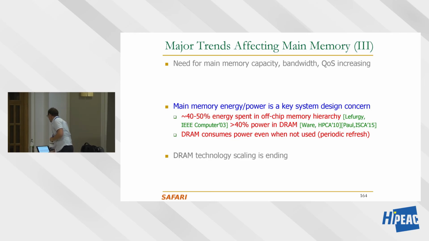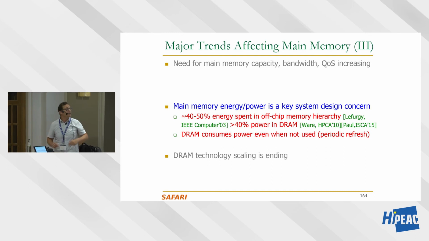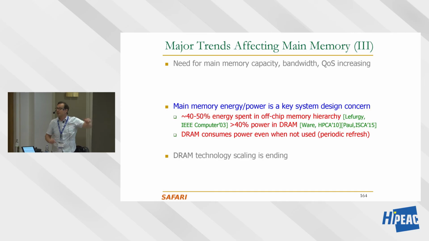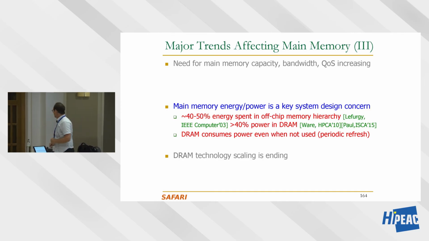This is a paper from IBM in 2003. On their big iron large-scale systems, they found out that more than 40 to 50% of the energy is spent on the off-chip memory hierarchy. This is 2003.